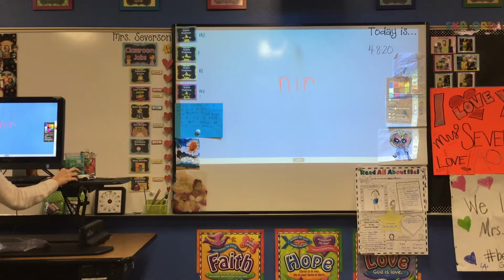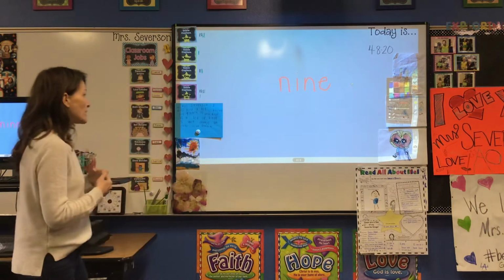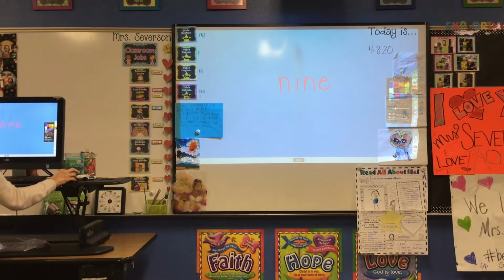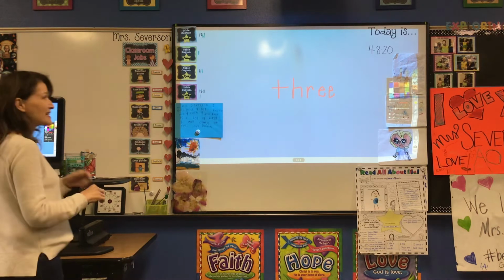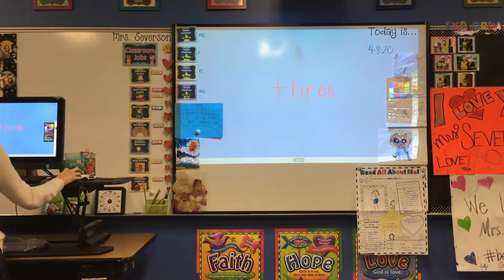You guys are getting really good at recognizing those ones. In first grade, they're going to be spelling words, so it's good that we recognize them right now. What is that one? 9. Great job, boys and girls. And how about this one? What does that say, boys and girls? That says 3. Great job. All right, so let's go ahead and get that math paper out. I think we're ready for it.